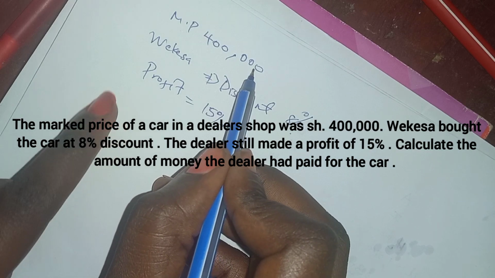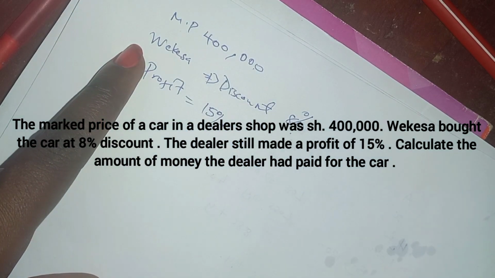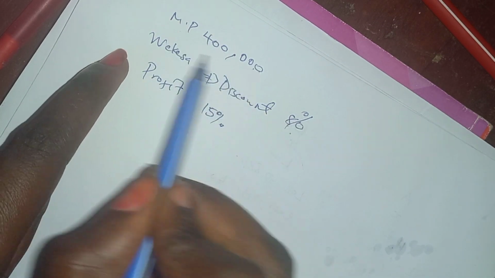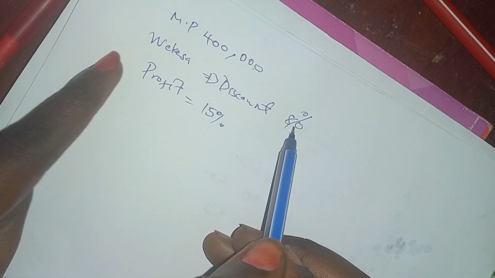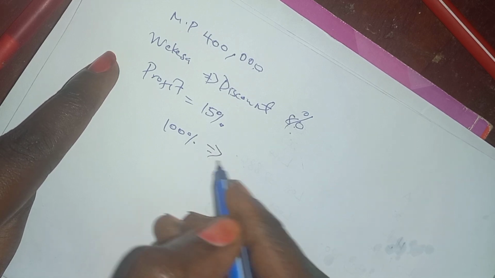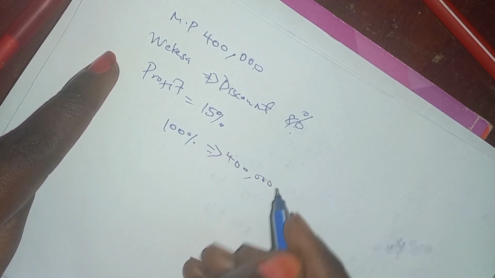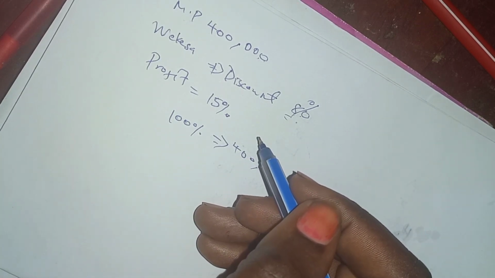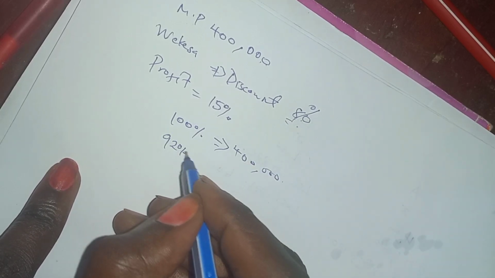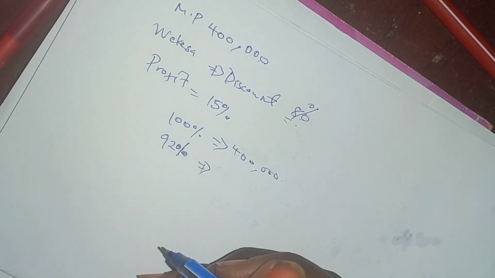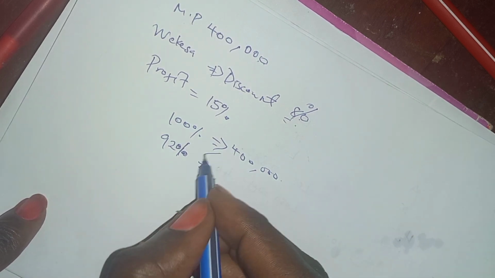This one was the market price. So let us calculate the price at which this dealer sold this car, because this one was the market price and Wekesa bought this car at a discount of this. So if this was the market price, this market price will represent 100%. If a discount of 8% was allowed, that will mean that the selling price was 92%, because for the percentage selling price, you deduct the percentage discount from 100%, then you get the selling price after the discount is allowed.